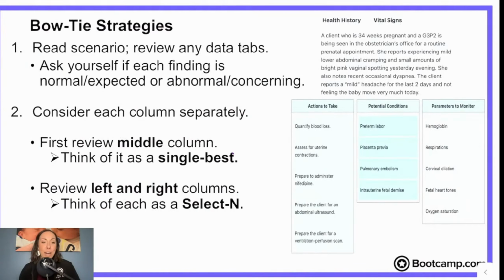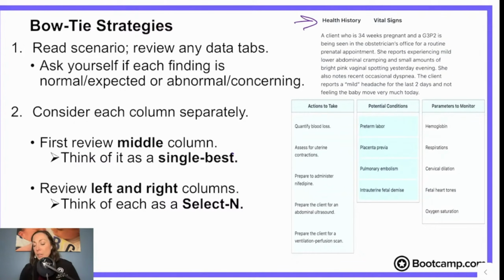Let's talk through some strategies, because that's what's really important here to help you as you're taking on these questions and know how to approach them. First, you're going to read the scenario and review any of the data tabs. Up here, you can see this one has a health history and vital signs. So you're going to review those in their entirety. As you read through those, I want you to ask yourself if each finding is normal and expected, or if it's abnormal and concerning. And as we go through the example today, I'm going to be asking you all to tell me if you think it's normal and expected, or if it's concerning.